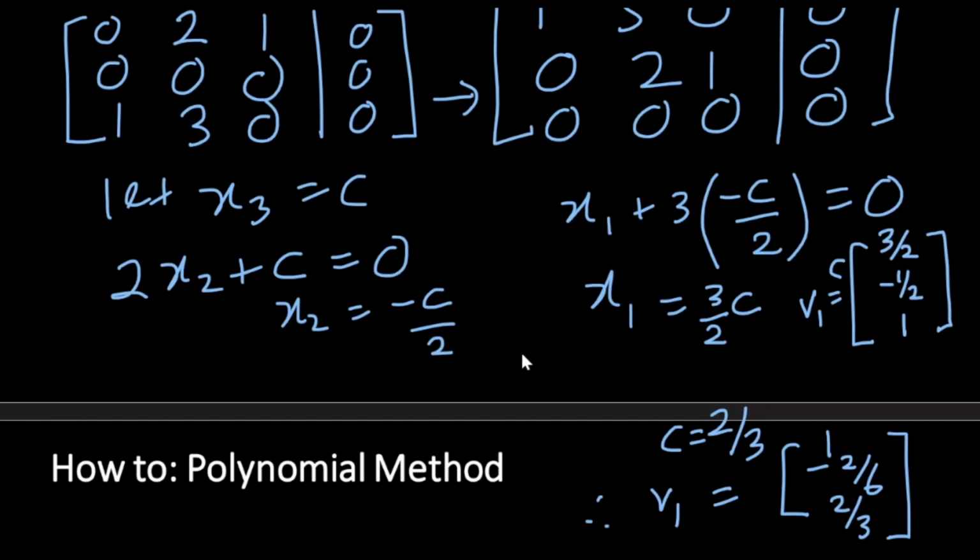Okay? So when lambda 1 is equals to 1, the corresponding eigenvector would be 1, negative 2 over 6, or negative 1 over 3, and 2 over 3. If you still remember, we had lambda as 1, lambda as 0, and lambda as 2. So we are going to find v2 and v3.